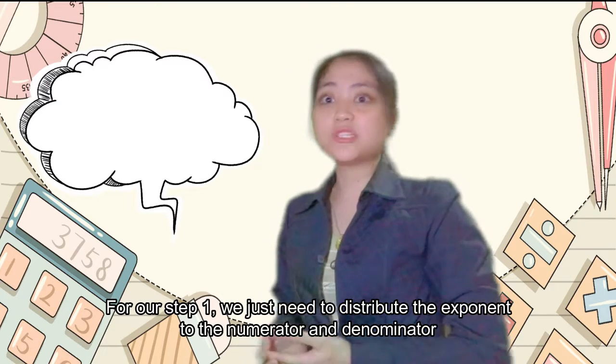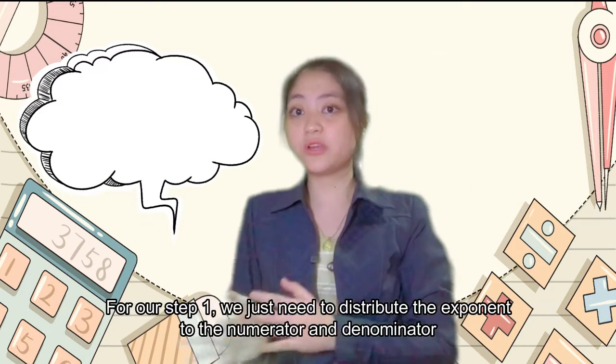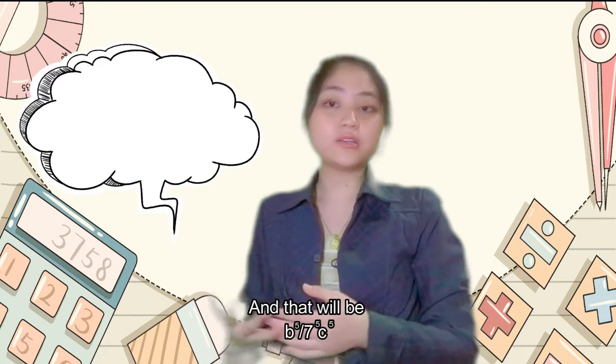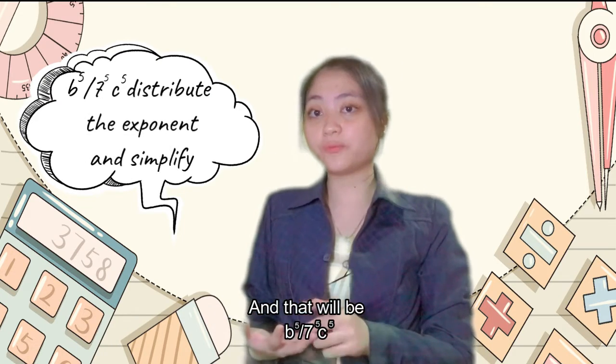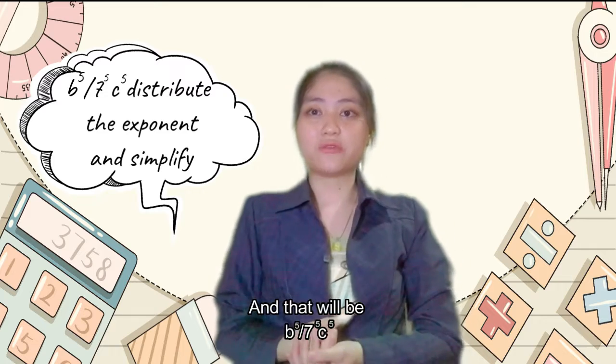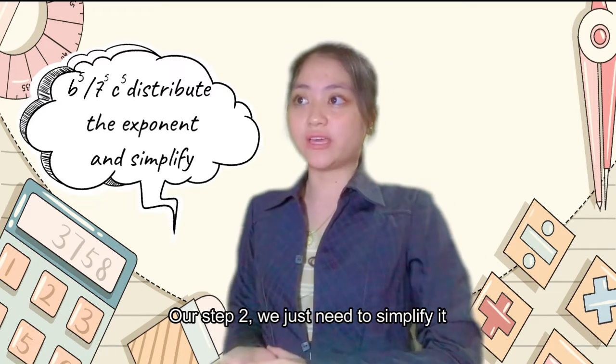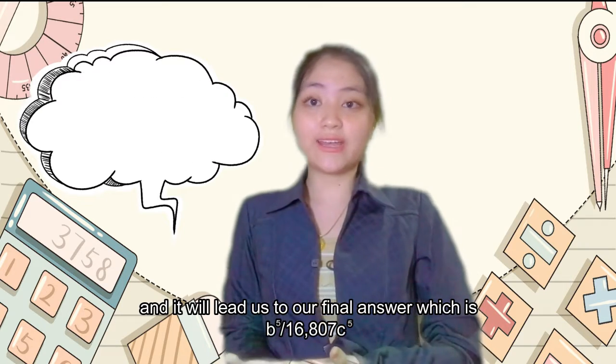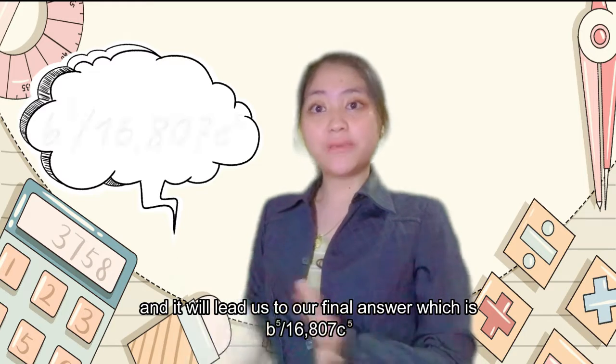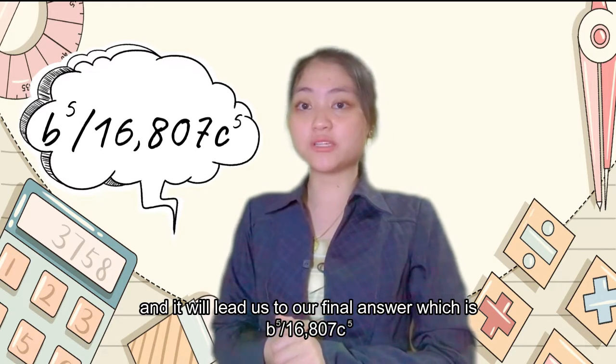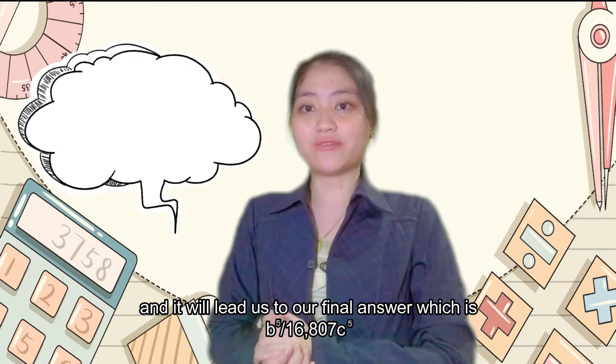For our step 1, we just need to distribute the exponent to the numerator and denominator, and that will be b raised to 5 over 7 raised to 5, c raised to 5. For our step 2, we just need to simplify it, and it will lead us to our final answer, which is b raised to 5 over 16,807, c raised to 5.